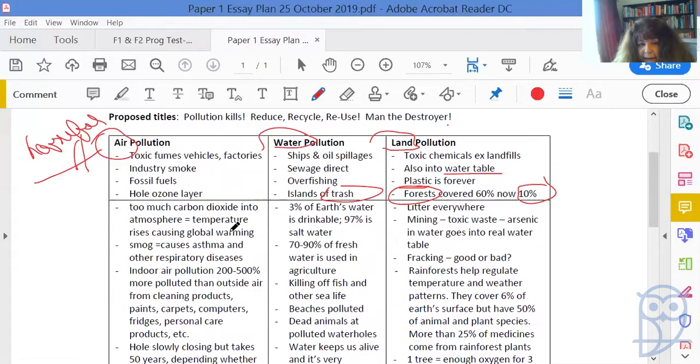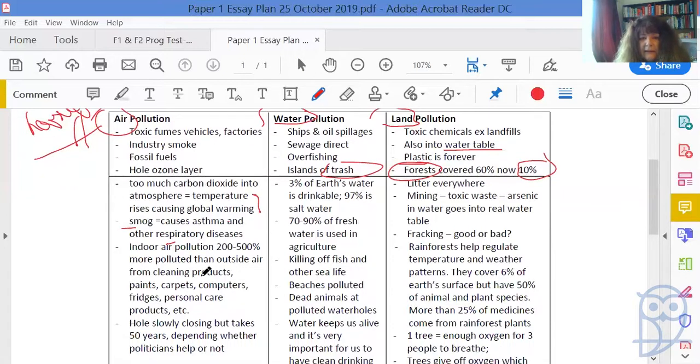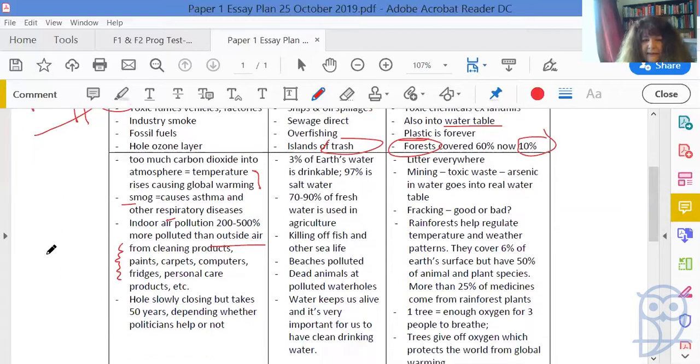Too much carbon dioxide raises the temperature, causes global warming. Smog causes asthma and other respiratory diseases. Even indoor air pollution nowadays is more polluted than outside because of all the chemicals we're using: cleaning products, paints, carpets, computers, fridges, personal care products, etc. We're just surrounded by chemicals nowadays.